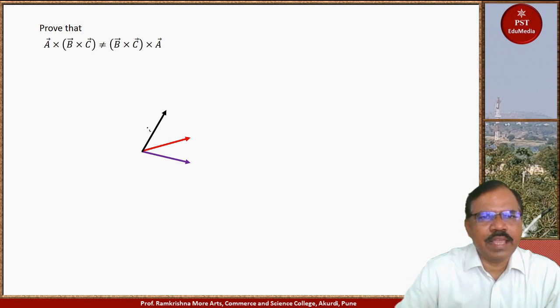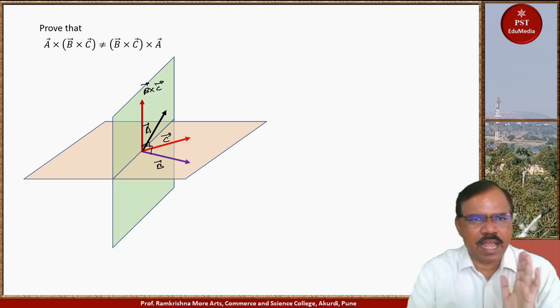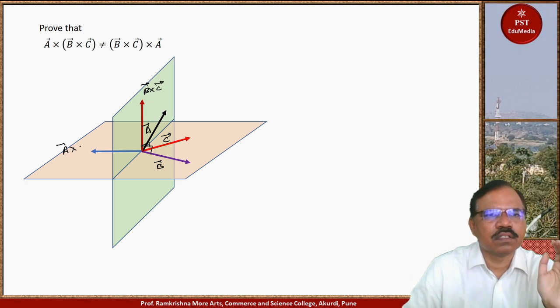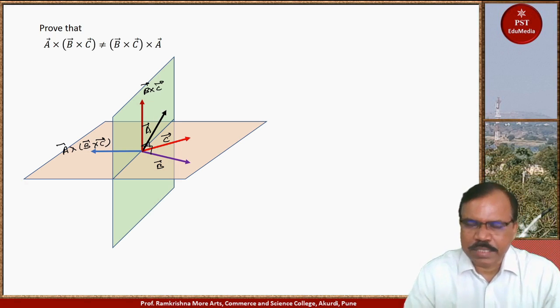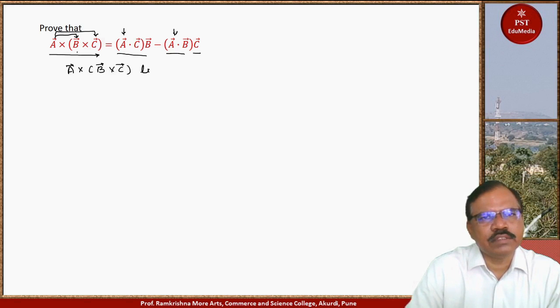Here we have seen. We have vector A, vector B, vector C. Then we take here B cross C, that is perpendicular to C as well as perpendicular to B, means perpendicular to the plane containing B and C. So this is the plane in which B cross C and A lie, and then this is the direction of A cross B cross C. Means A cross B cross C lies in the plane of B and C. This we have seen.